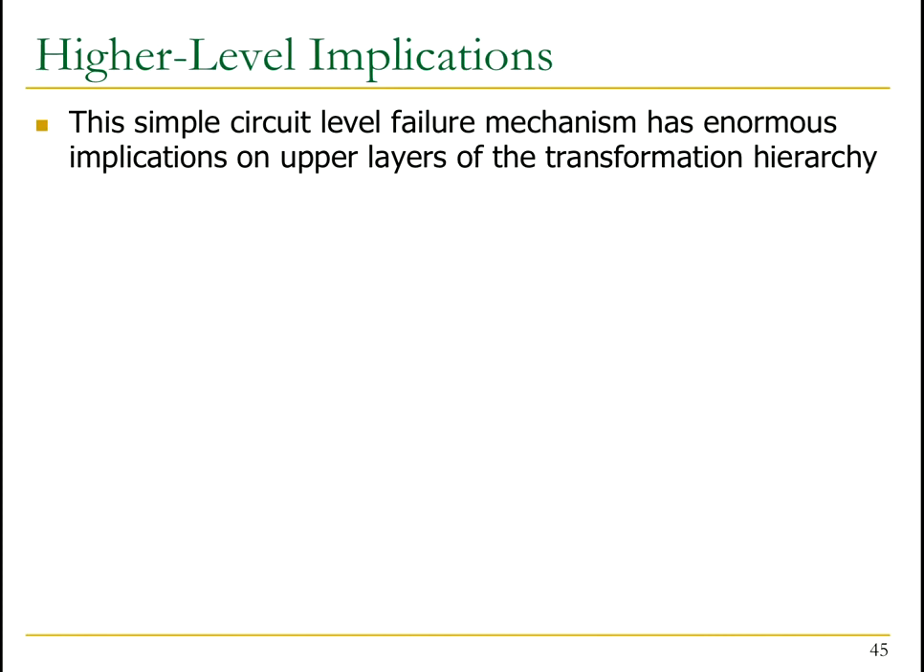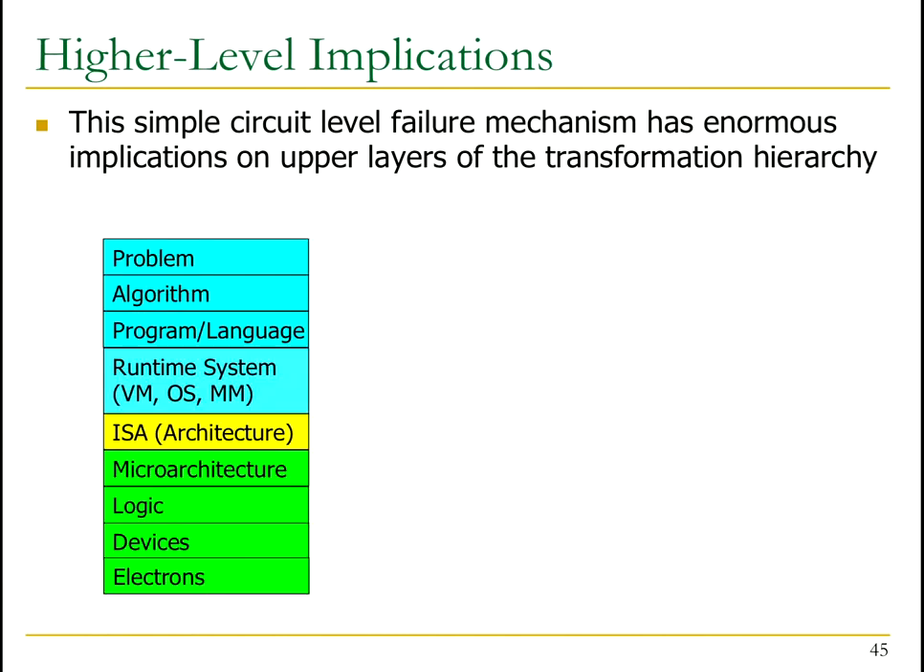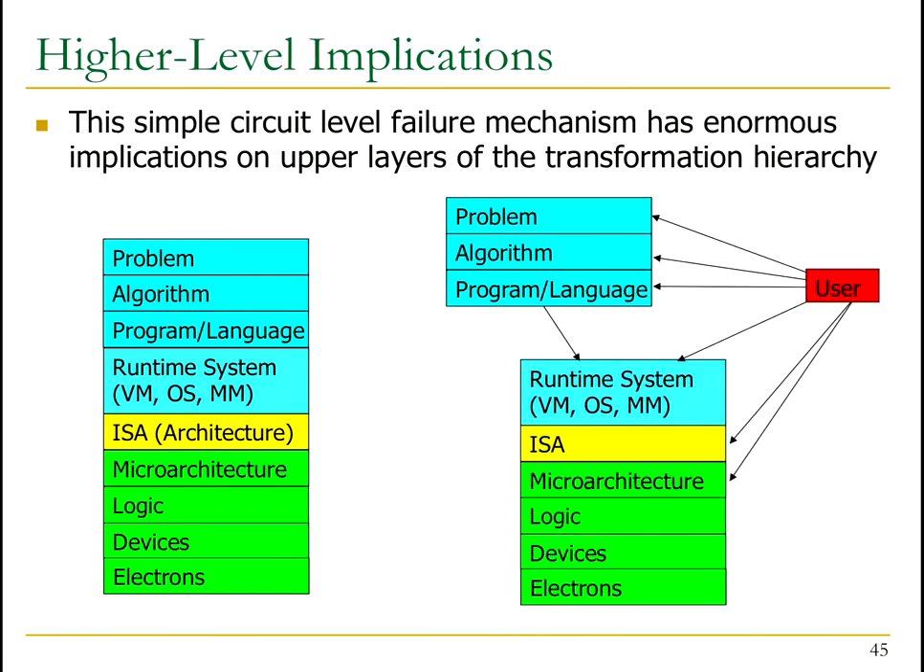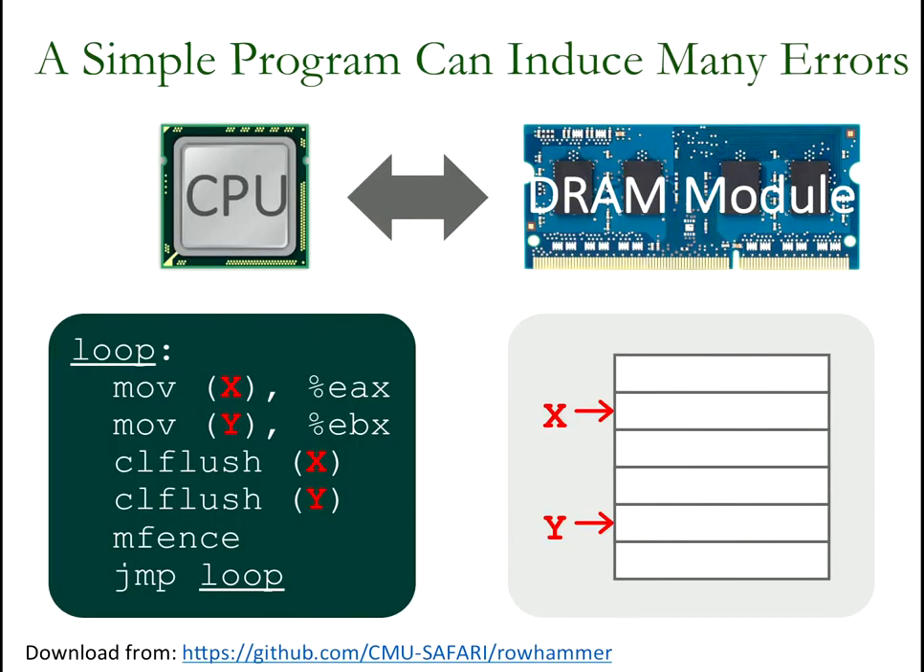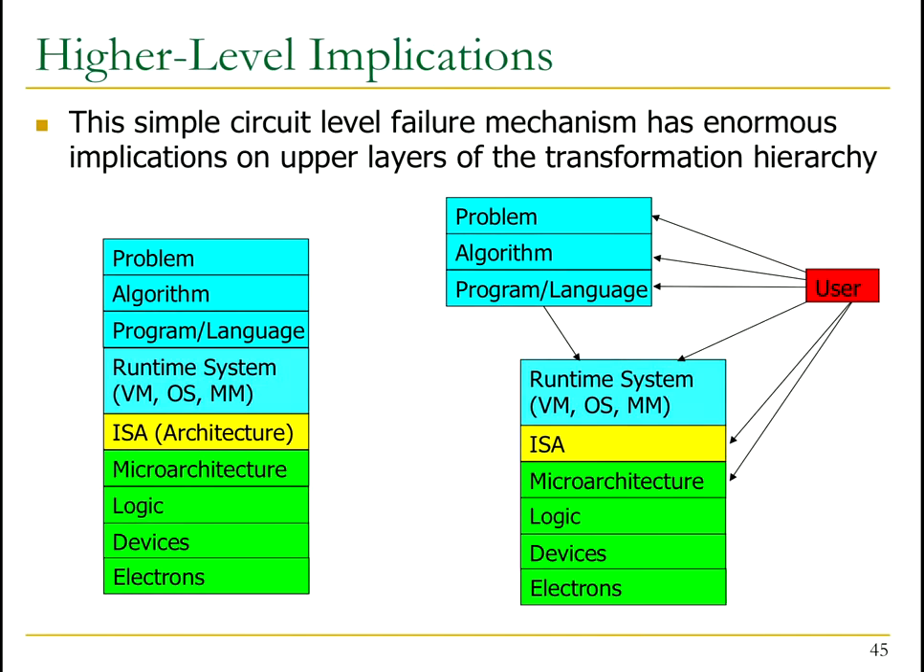So basically, it turns out this simple circuit-level failure mechanism has enormous implications on the upper layers of the system stack, of the transformation hierarchy. Remember the transformation hierarchy? We're looking at problems really around here, right? Devices and logic. It's really a combination of both. And it's already affecting the users, actually. So let's go a little bit higher in the transformation hierarchy.